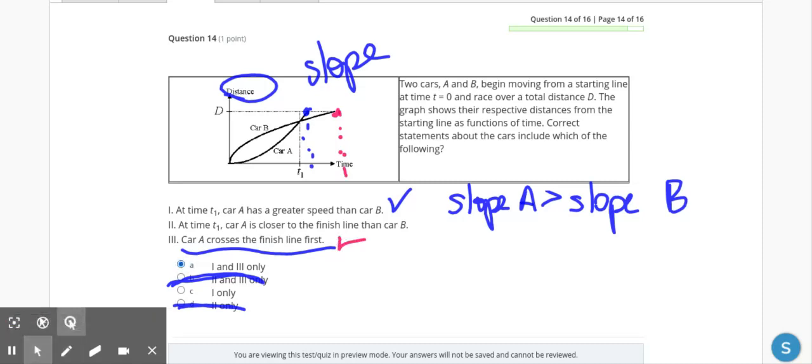So it's that one. The middle one: at time t1, car A is closer to the finish line than car B. No, because they're both at the same distance. You can tell they have the same vertical value, and the vertical value is distance. So no, that would be wrong.